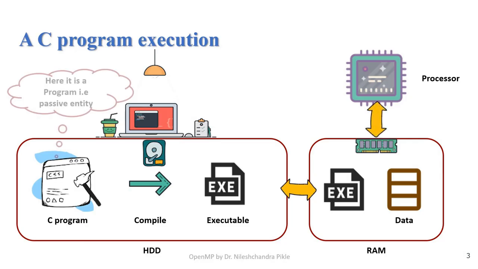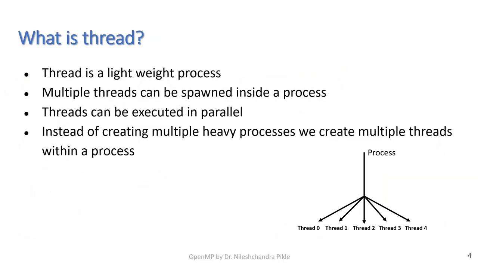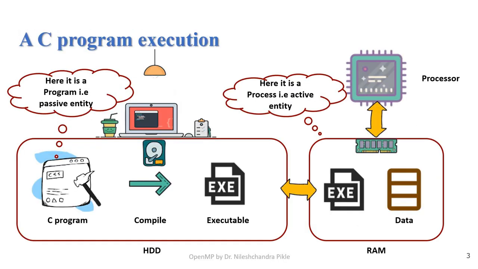Now, when we do all these things, this is a program. This is called a passive entity, and this is called an active entity. The exe is called an active entity. So you can now see the difference between the passive entity on the left and the active entity on the right.